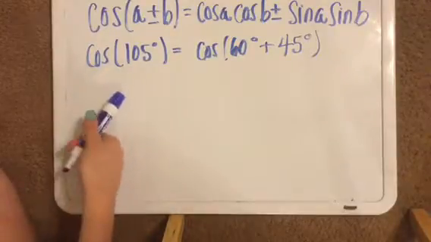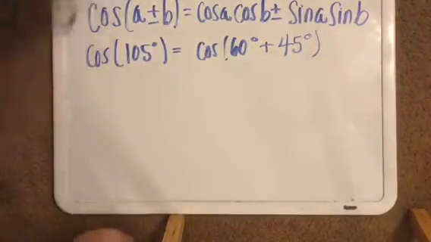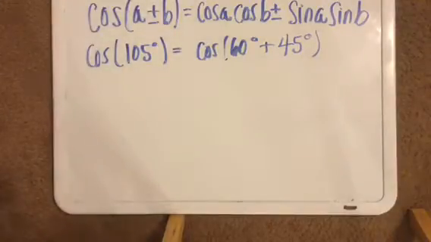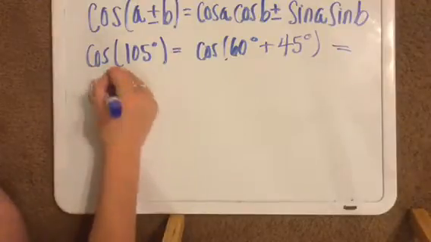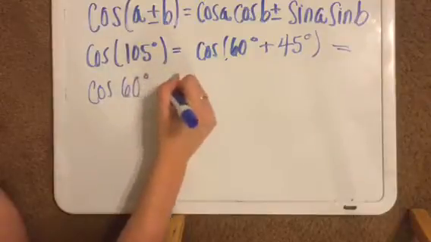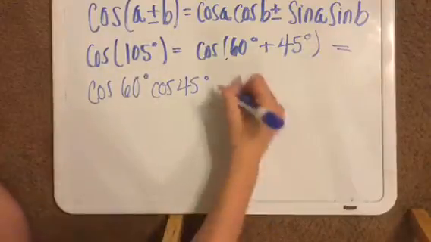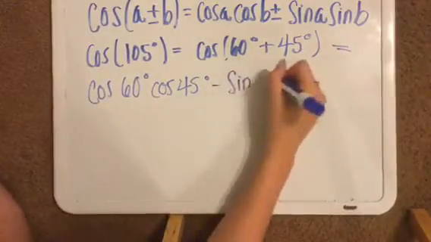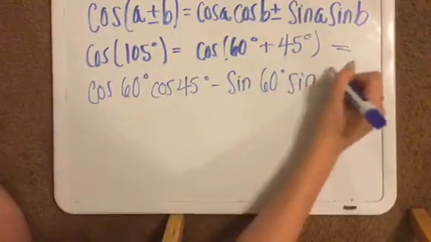Since 105 isn't on the unit circle, we have to find two values that are, so that is 60 and 45. This is all going to equal cosine of 60 degrees times cosine of 45 minus sine of 60 times sine of 45.